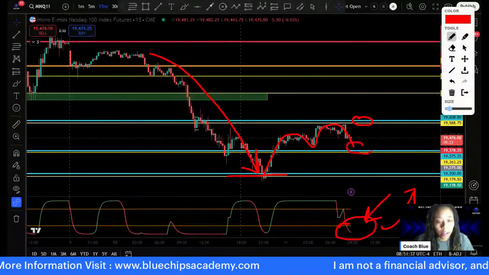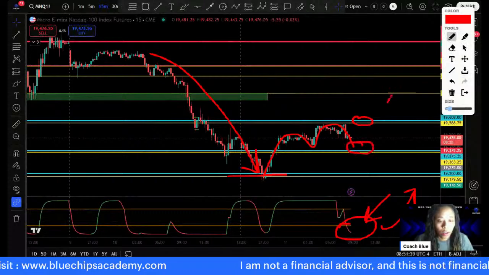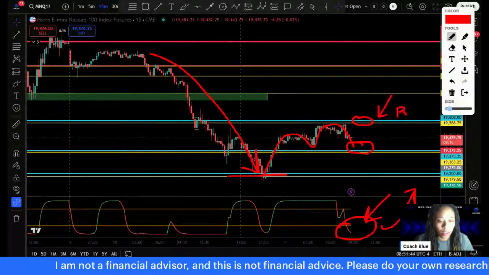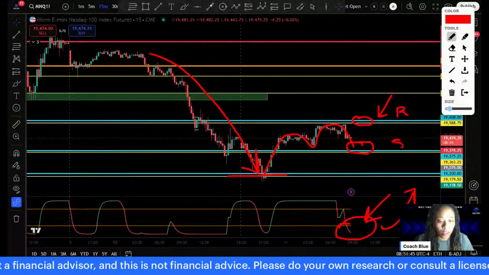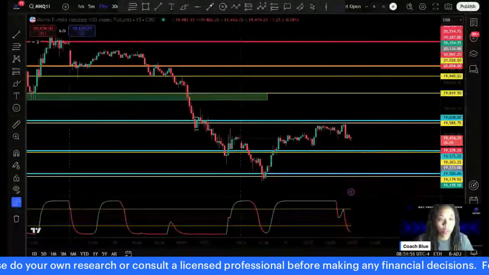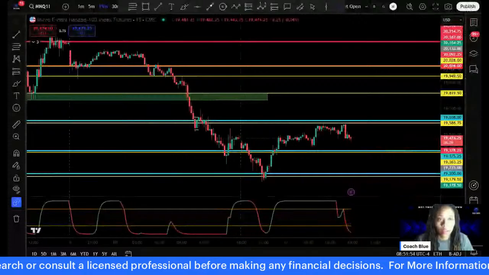okay, or here. So this is called resistance here, and this is called support. Okay, so what is support and resistance? For those of you all that aren't familiar, it's a very simple concept.